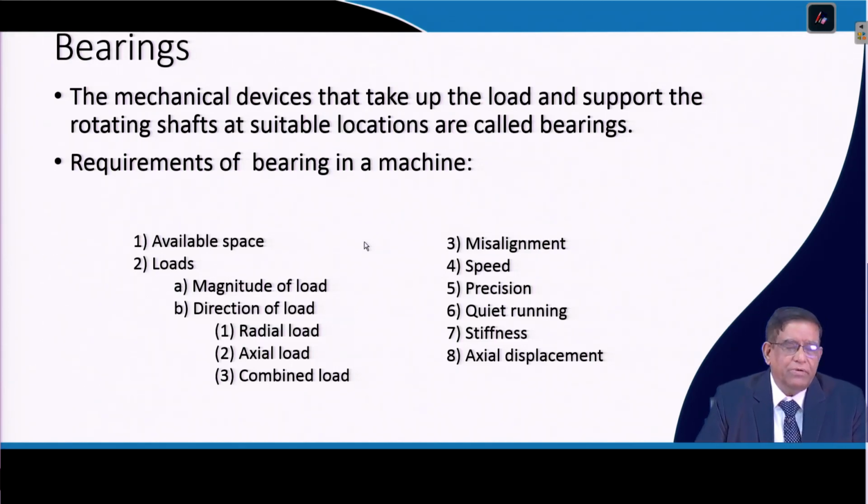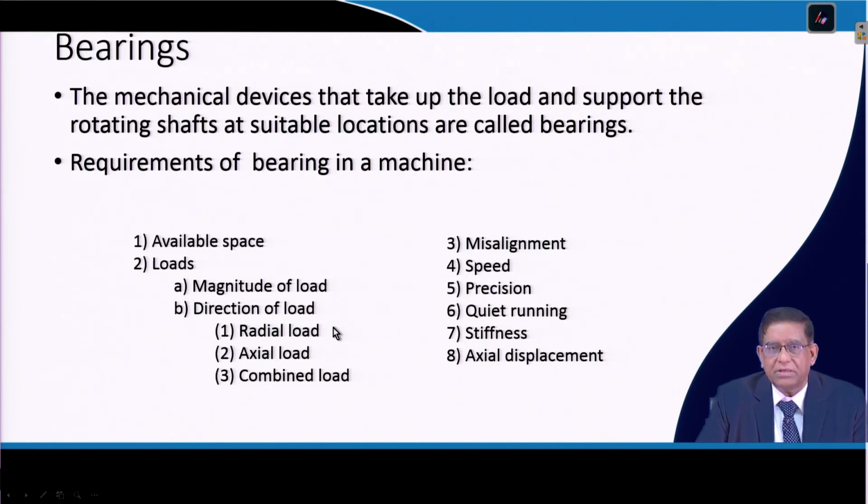So, we will be discussing some special types of bearings which are used for our revolving structures, as in the case of your crane, your dragline, and bucket wheel excavator. All machines have a very large number of bearings serving different purposes. While selecting a bearing, you consider the available space, the magnitude and direction of the load, whether it is radial, axial, or a combined type of load.